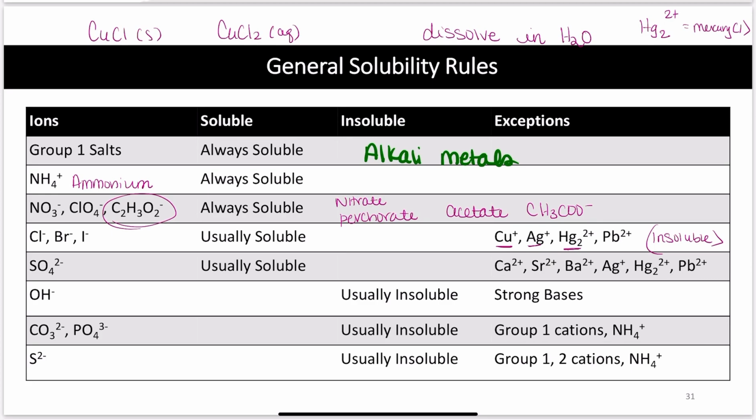Hydroxides are usually insoluble. The exceptions to that are your strong bases. Strong bases, by definition, are highly soluble. They actually dissolve or dissociate 100% in solution. So by definition, they have to be soluble.